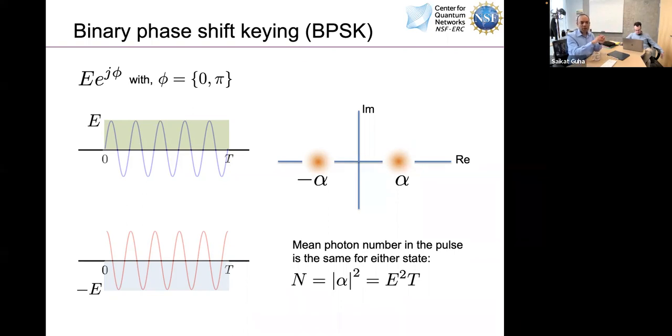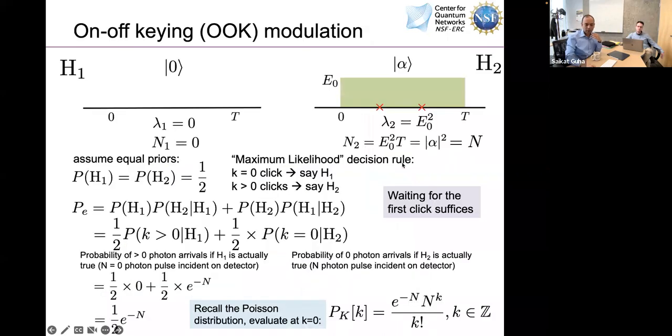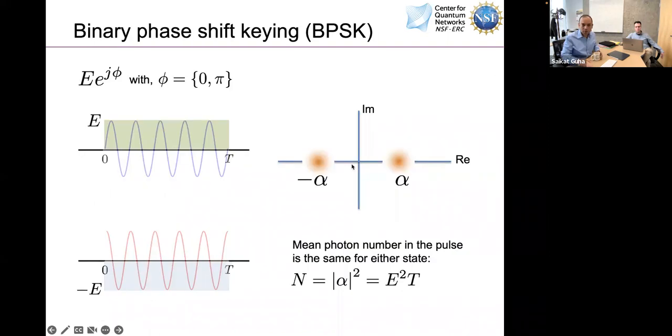But we don't have to worry about the oscillatory component because, as we talked about, we can just look at the complex numbers alpha and minus alpha, and that's what we are. Oh, I'm sorry, my mouse is doing weird things. Okay, so alpha and minus alpha, this is what we want to tell apart.